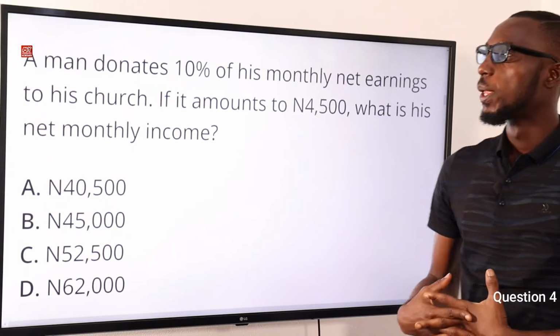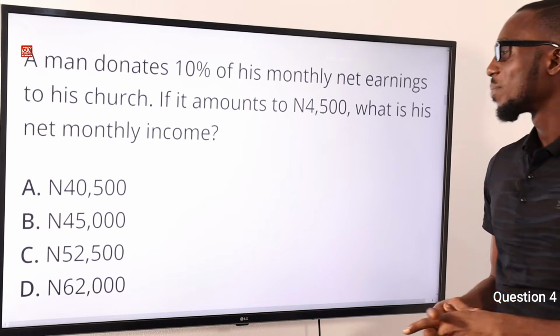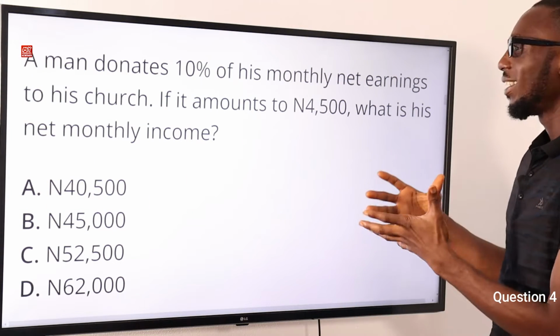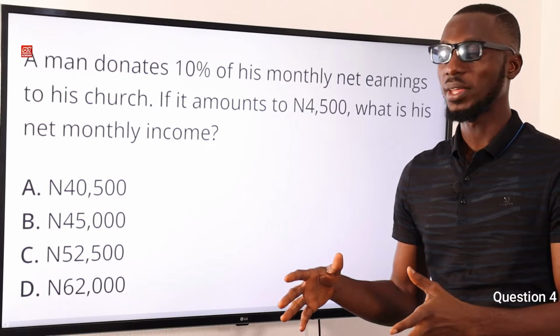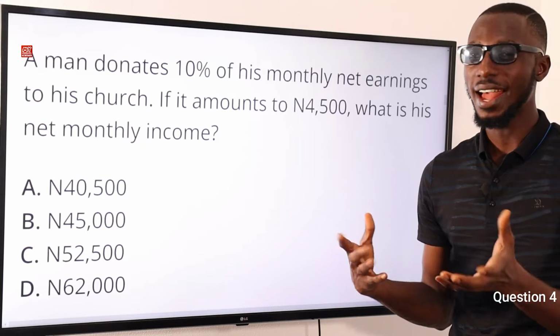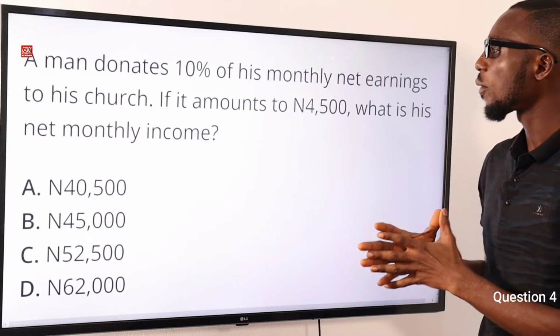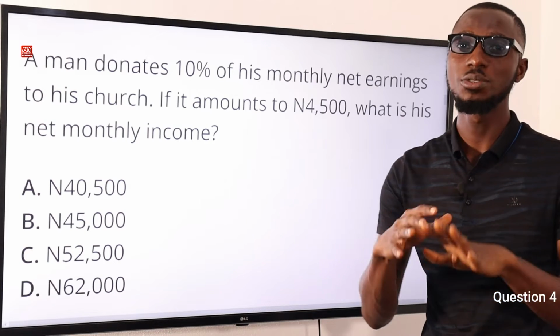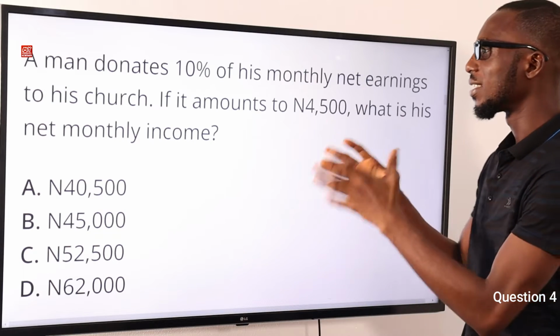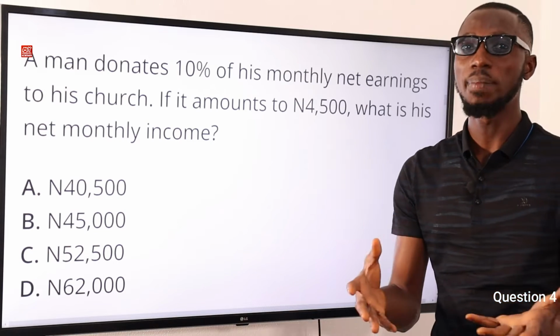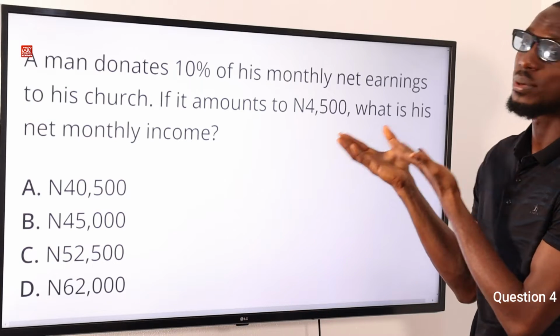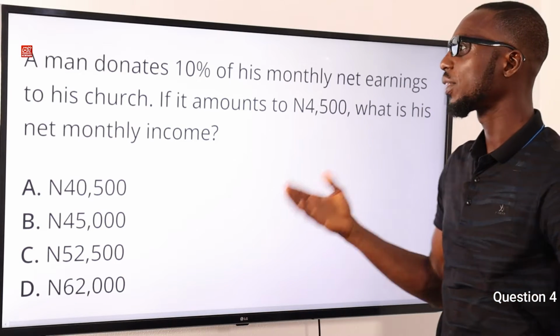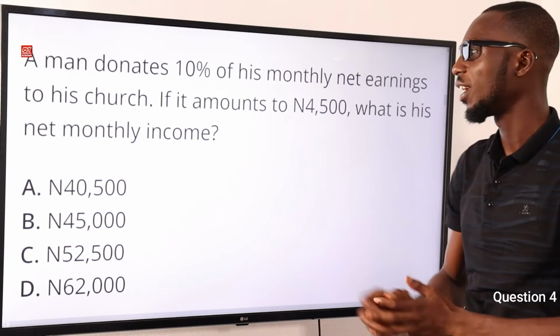Number 4. A man donates 10% of his monthly income, net earnings, to his church. If it amounts to 4,500 naira, what is his net monthly income? You don't need to do any calculation on this. We are told that 10% of what he pays is 4,500. So just multiply 4,500 times 10.